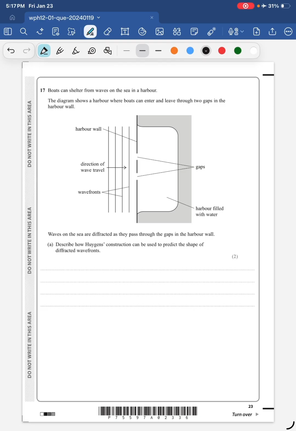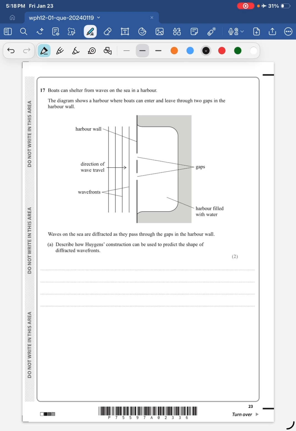Boats can shelter from waves on the sea in a harbor. The diagram shows a harbor where boats can enter and leave through the gaps in the harbor wall. Okay, so these are the gaps. It looks like a double slit experiment. Waves on the sea are diffracted as they pass through the gaps in the harbor wall. Describe how Huygens construction can be used to predict the shape of diffracted wave fronts.